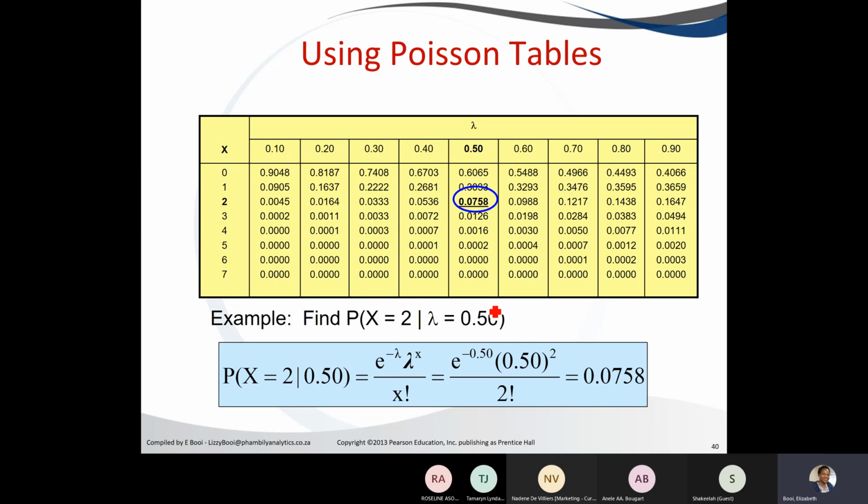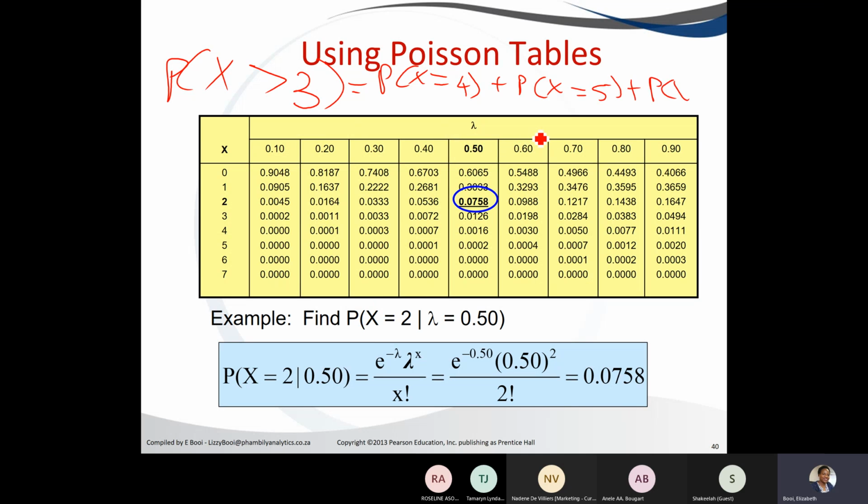The only challenge with this as well is if you need to calculate the probability that x is greater than 3. So therefore, it means you need to find the probability of x equals 4 plus the probability of x equals 5 plus the probability of x equals 6. Since this table ends at 5, you can do up until 5. But if I look at the values, you can see that 5, 7, and 6 are 0. So I don't even have to include them.